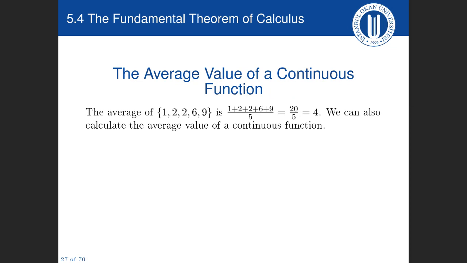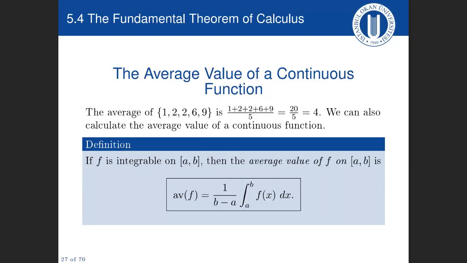The average of the numbers 1, 2, 2, 6, and 9. We know how to do this. We did this at school. Add the numbers together, 1 plus 2 plus 2 plus 6 plus 9, and then divide by 5. The average of these numbers is 4. We can also calculate the average value of a continuous function.